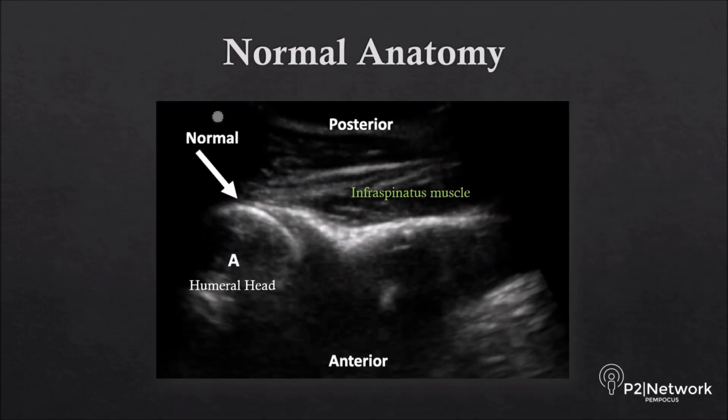Once you obtain this image, here is the anatomy you are seeing. The round structure labeled A is the humeral head in its normal anatomic location, in B, the glenoid fossa, and C is the body of the scapula.